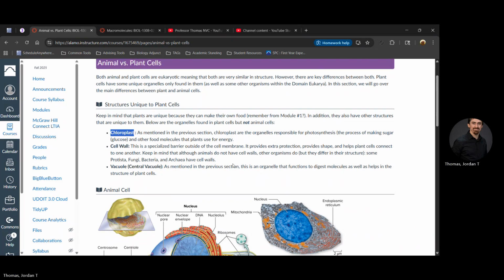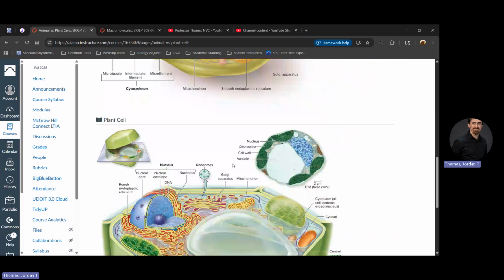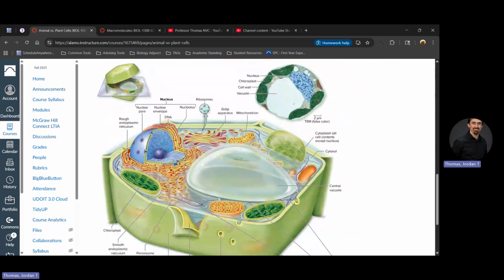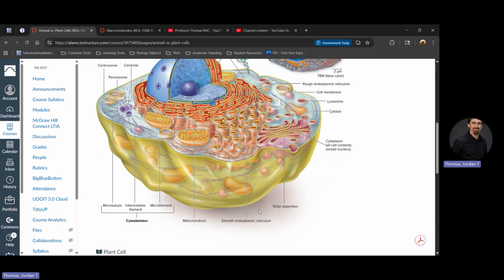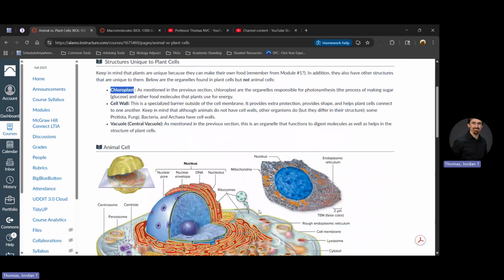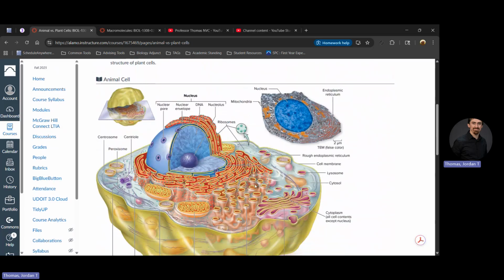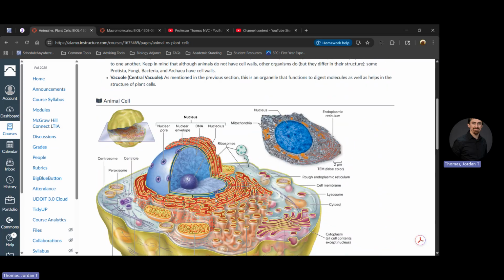If we go down, this is a plant cell, excuse me. The chloroplast is this organelle right here with all these green pancake-looking structures. This is where photosynthesis occurs. This is where sugars are made. Those sugars are then sent to the mitochondria to produce ATP. So that is something that is unique to plant cells. Animal cells, like this image here, do not have chloroplasts at all.